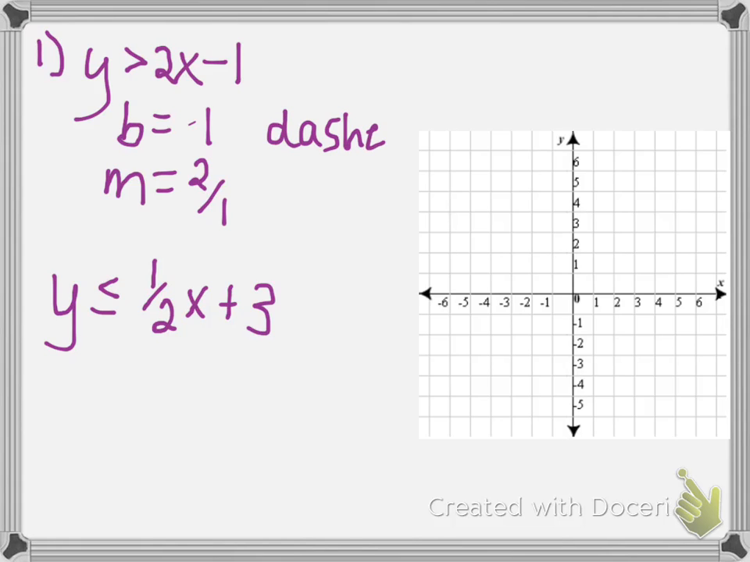And then you also need to figure out if you're going to shade above or below. Because it is greater than, you're going to shade above. Once you know all that, you need to graph it. You're going to start at -1. You're going to go up 2 over 1, and you're going to continue doing that. You can also go down 2 to the left 1. Since this is a dashed line, make sure you actually dash it. And then you are going to shade above your line.